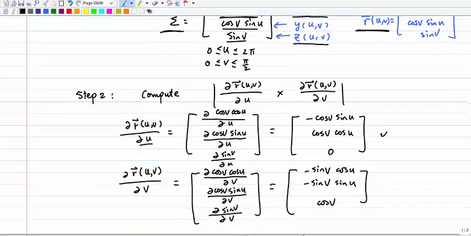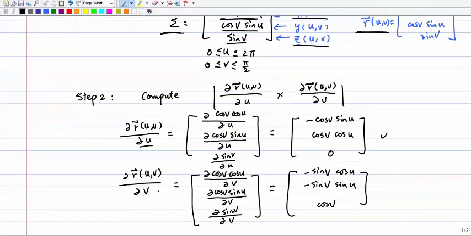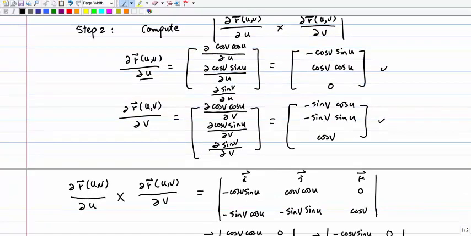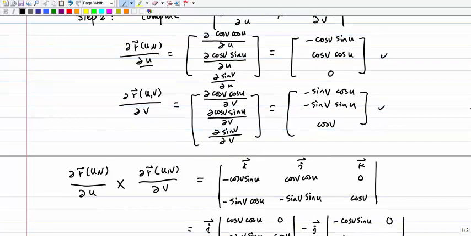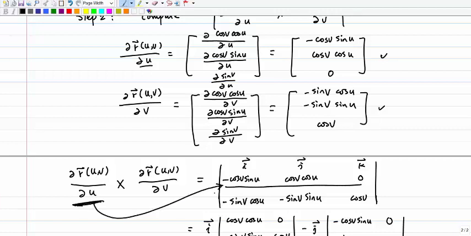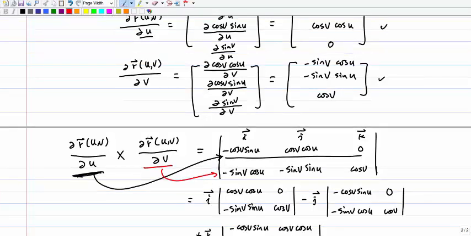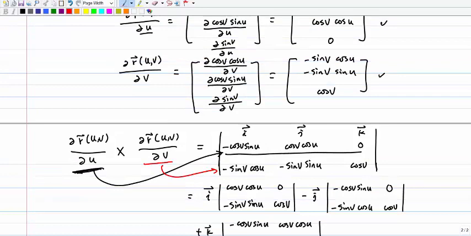Second, you compute partial r over partial v. You do the same thing: partial of the first term over partial v, the second term, and the last term. I don't want to go through the computation; it's just given by this. Now we have to compute the cross product. If you still remember, it is the determinant of a 3x3 matrix. The first row is i, j, and k. The second row is whatever values you get from here, you plug in over here, and the last row is the other one. Then you compute the 3x3 determinant.